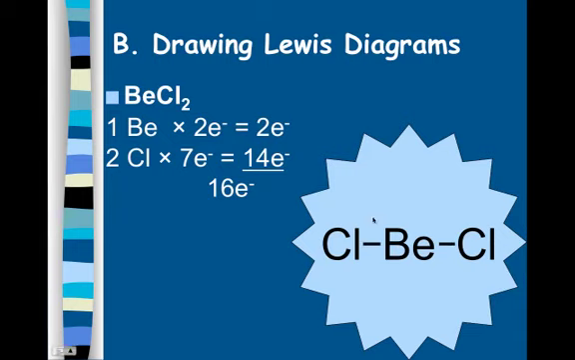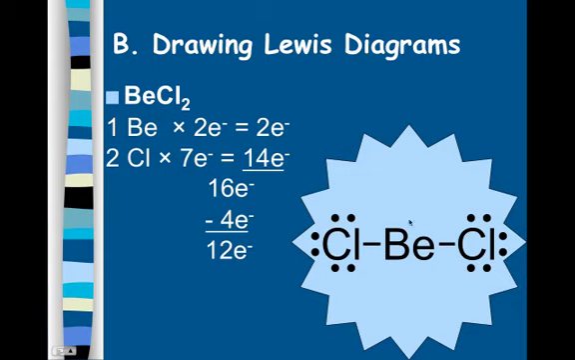Now beryllium is happy. It has 1, 2, 3, 4 electrons, sharing 1 with each of the chlorines for a total of 2 shared. So we have 4 electrons with beryllium. 1, 2, 3, 4. It's happy. Let's subtract that from our electron total. 4 electrons, we get those from the bonds. We end up with 12. Those 12 need to be distributed around the chlorines to make them happy.